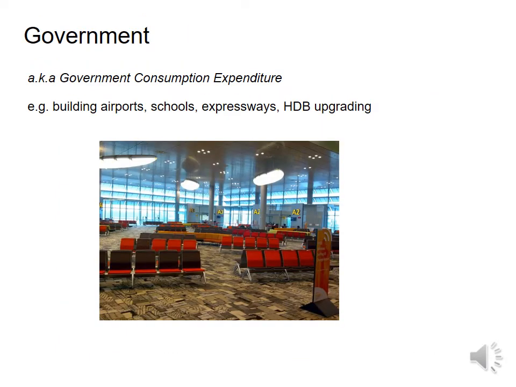Now, when the government spends, it adds on to the GDP. What does the government spend on? It spends on building infrastructure like airports, schools, expressways, and many other things. This is also known as government consumption expenditure. Note the consumption is still there, but it's government consumption, to denote who is the one that's spending. Just now it was private consumers, this is the government, to signal that this is another party that's spending.